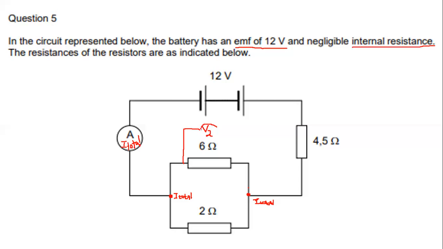and let's say there we call it V2, and then this one, let's say we call it V3, and let us say there I add a voltmeter and we call it V1.